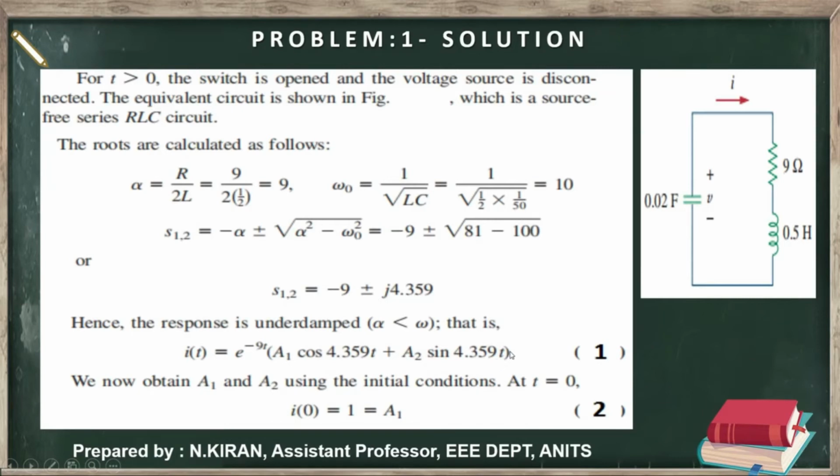Now let us find the constants using the initial conditions. Let us try to find the values of a1 and a2. We know that the initial value I of 0 is nothing but 1. Substituting this initial condition in the above expression, I will get the value of a1. Since sine 0 is 0, the second term will not be present. Cos 0 is 1, e power 0 is also 1, so the a1 value will be 1.